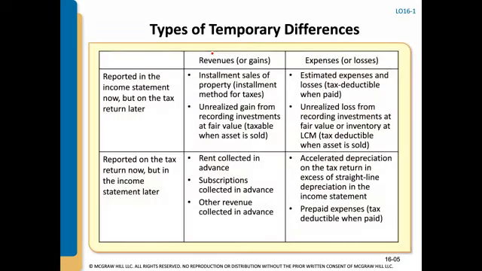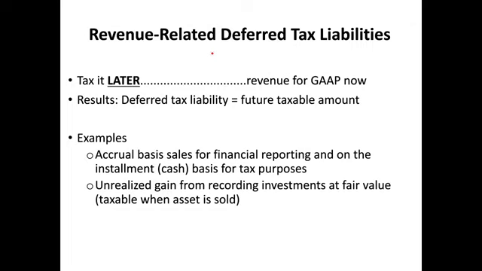Now, the temporary differences, as I said before, are one kind of difference for tax return purposes where the revenue and expenses get recognized at different times between financial reporting and tax. But at the end of the day, they will equal. It's just in different periods. And there's 4 different types of temporary differences, and we have a video dedicated to each one of these. And this video is specifically for revenue-related deferred tax liabilities.